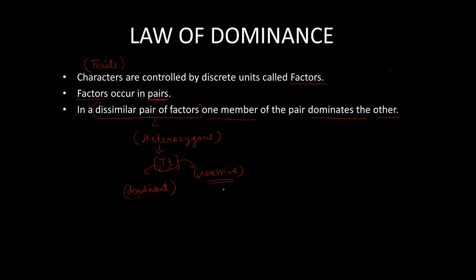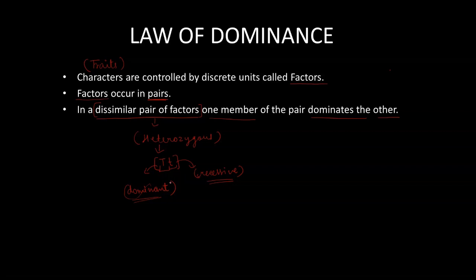So Mendel proposed that in dissimilar pair of factors, or in heterozygous condition, or in contrasting pair of factors, one of the members of the pair dominates over the other. Here we can see that there are two members of this pair, the one capital T and the other one small t. So here capital T is dominating over small t. That capital T member is known as the dominant, while the small t one is known as recessive.